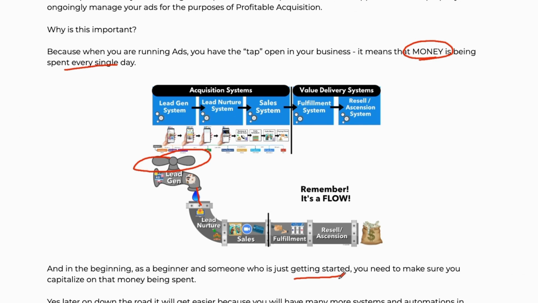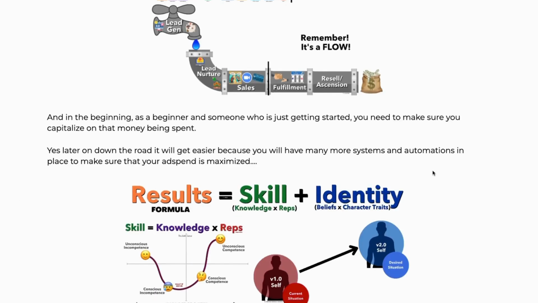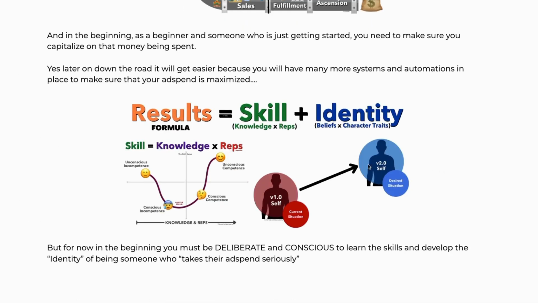Now, later on down the road, as you become more of a professional online entrepreneur, yes, it does get easier, because there are many more systems that we can tap into. There are many more automations that we can maximize, so that we can really squeeze everything we can out of that ad spend.